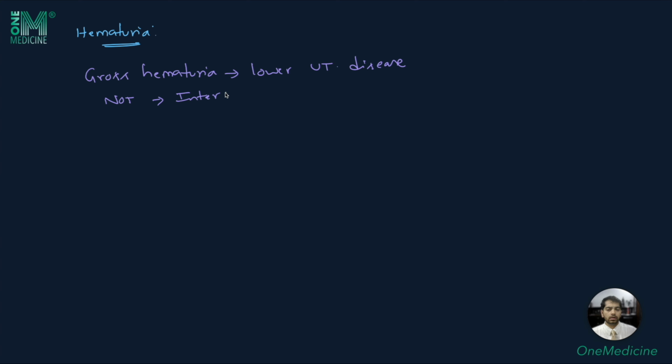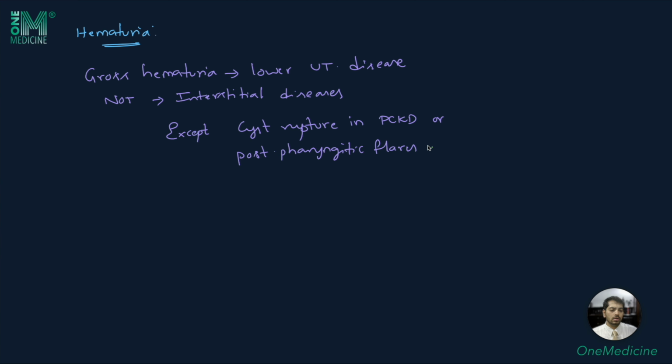The next abnormality of urinary composition is hematuria. Gross hematuria is seen usually in patients with lower urinary tract disease, and it is not seen with interstitial diseases of the kidney, except cyst rupture in polycystic kidney disease or post-pharyngitic flares of IgA nephropathy, where there is hematuria associated with an intrinsic renal disease.